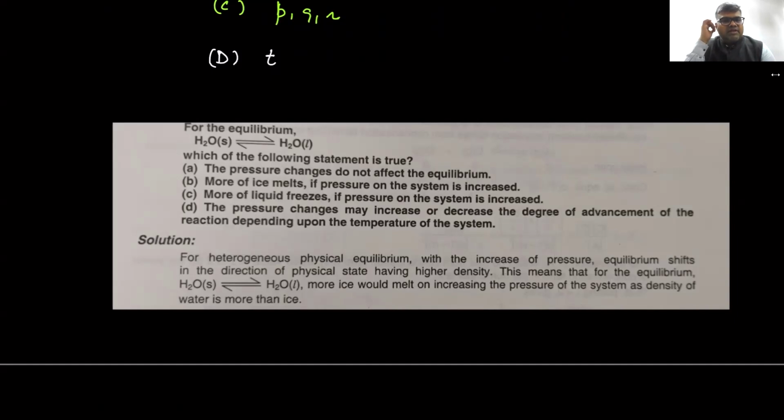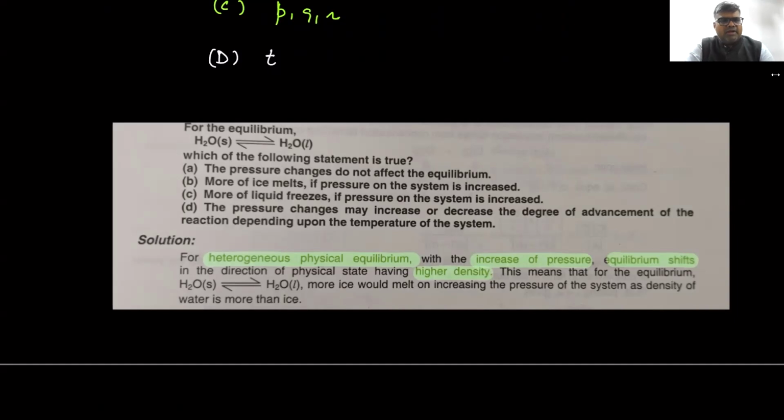In such cases, whenever heterogeneous physical equilibrium is there, or we can say phase equilibrium, two concepts are there. If you increase the pressure, it will shift to the denser side. This is the trick which you can remember. In heterogeneous physical equilibrium, on increase of pressure, equilibrium will shift in the direction of the physical state of higher density.